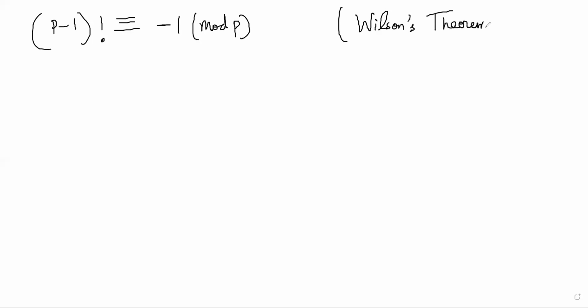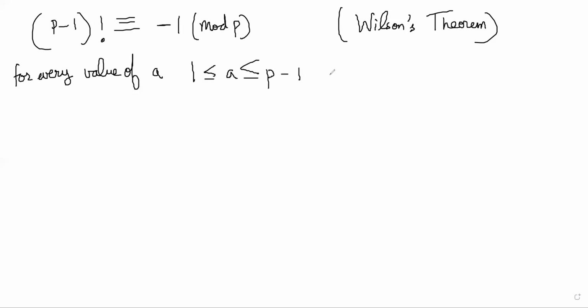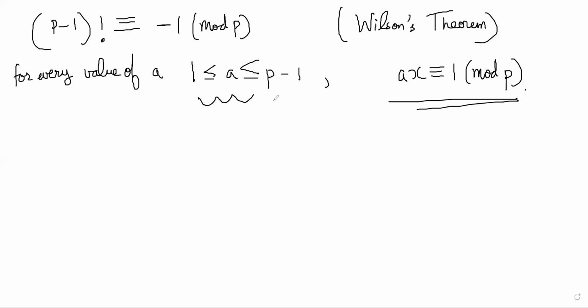Now, let's try to prove it. We have to prove that (p minus 1) factorial leaves a remainder of minus 1 when you divide by p. We know for every value of a from 1 to p minus 1, we can solve the congruence ax is congruent to 1 mod p. As long as a is less than p, GCD of a and p is 1, so we can find a solution to that congruence.